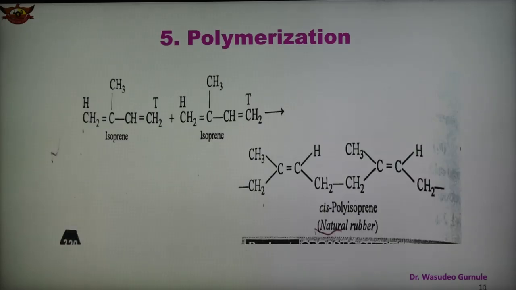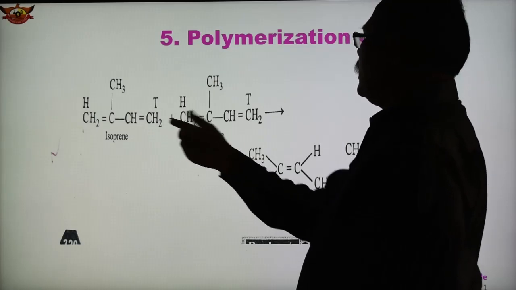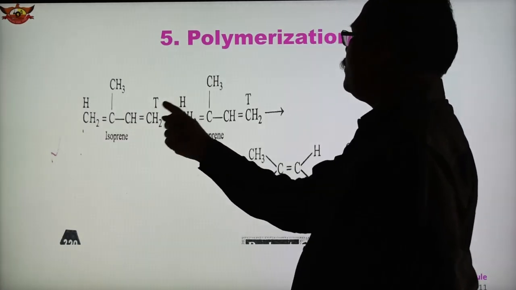And in a similar way, natural and synthetic rubbers are also there. Natural rubber is a polymer of isoprene, that is 2-methyl-1,3-butadiene, in which all the double bonds have cis stereochemistry. Addition occurs by head and tail, and the isoprene unit is shown here. How the addition is taking place, head and tail. So this is one isoprene molecule. This is another isoprene molecule, and here H is for head, T for tail.